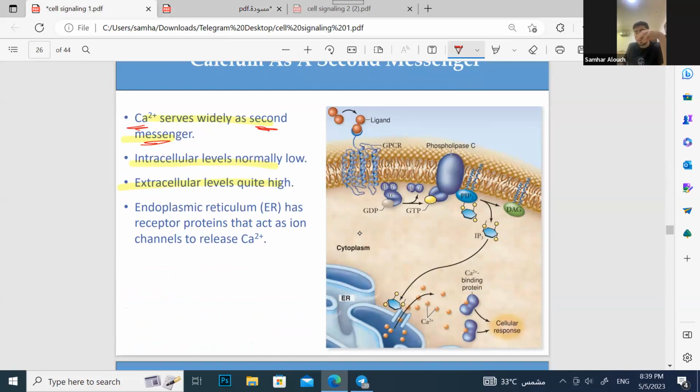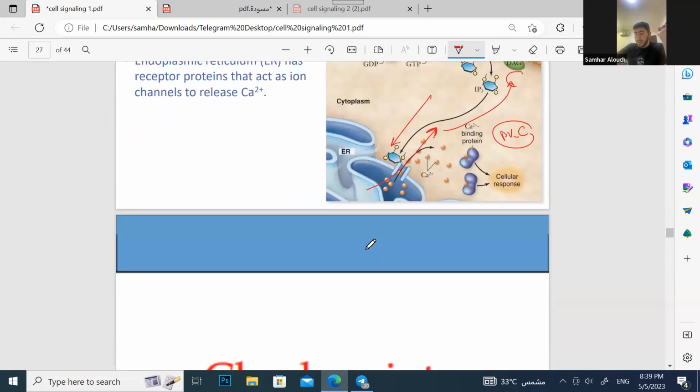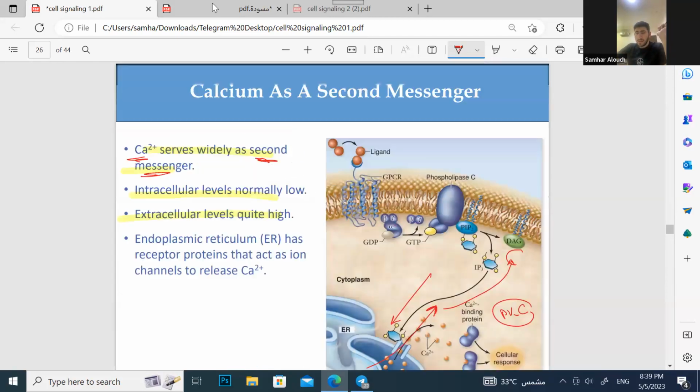Normally, inside the cell, there is very low calcium, and outside the cell, we have very high calcium. But inside the cell, we have the sarcoplasmic reticulum. Once inositol goes here, it causes calcium to be released from inside the cell into the cytoplasm. Now calcium is very high, and with the work of DAG, it activates PKC. PKC phosphorylates an enzyme and causes the action. And that's the whole phospholipase C pathway.